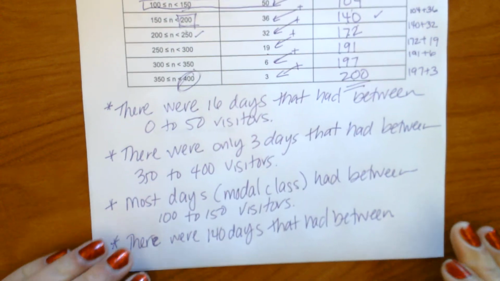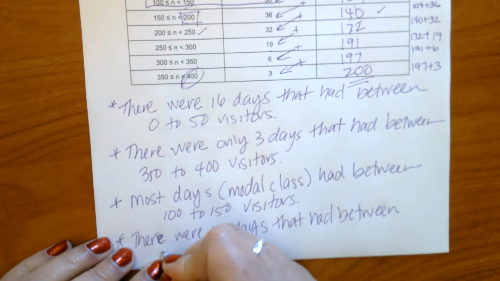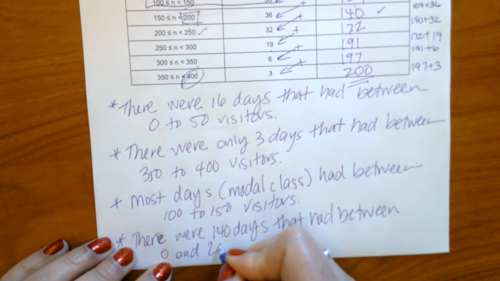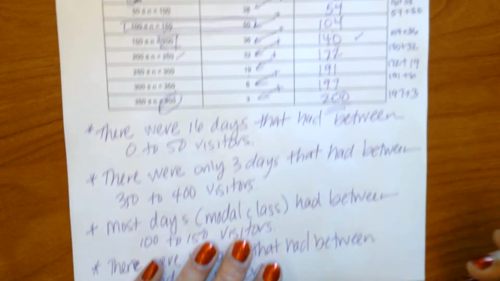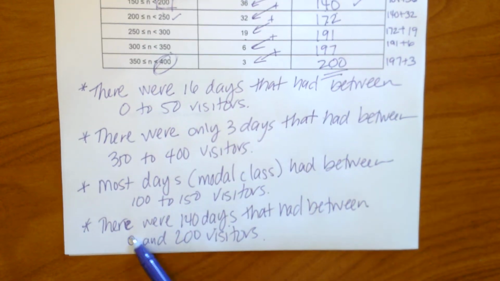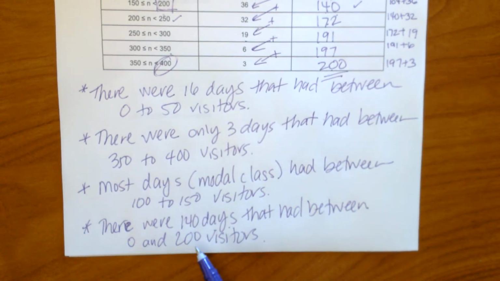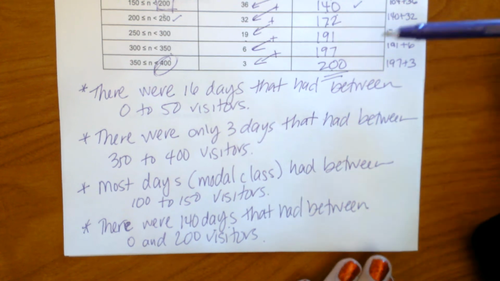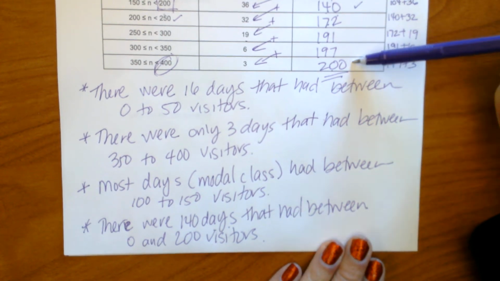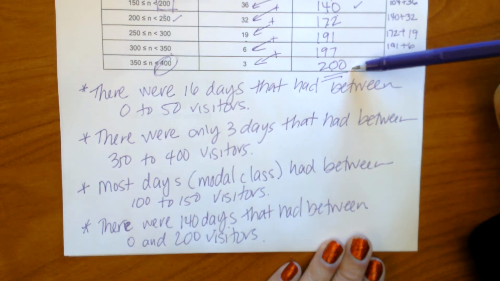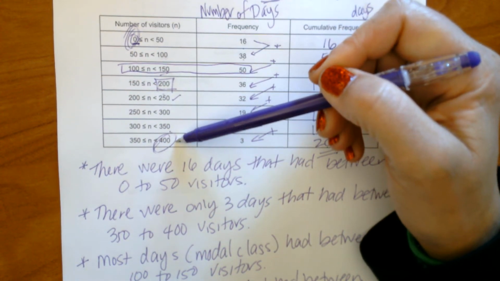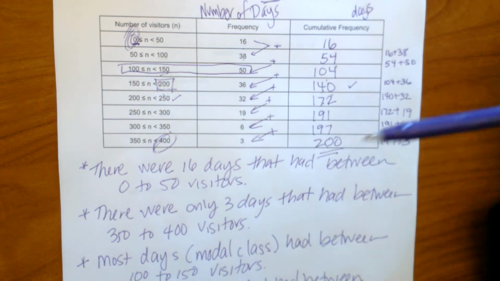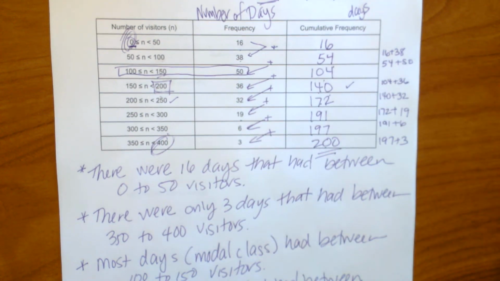Ooh, that kind of feels like a middle point, huh? Between 0 and 200 visitors. And then we can see that there were 140 days that had between 0 and 200 visitors. And here we can see that for all of the days, we had between 0 and 400 people show up. That's it. Or we can even say all of the days we had less than 400 people show up.